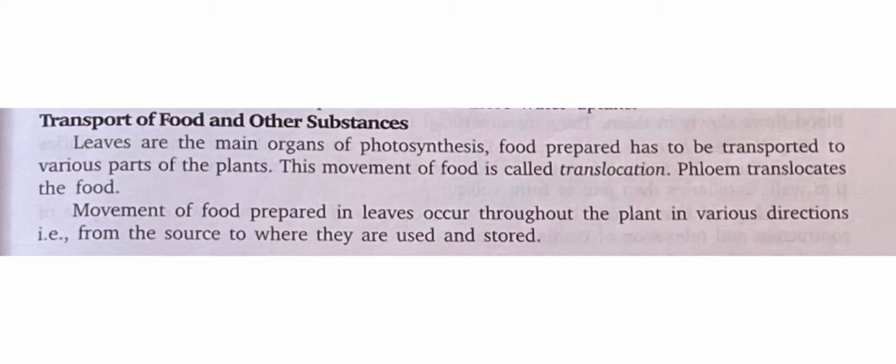Next is transport of food and other substances. Leaves are the main organs of photosynthesis. The food prepared has to be transported to various parts of the plant, and this movement of food is called translocation. Phloem translocates the food. Movement of food prepared in leaves occurs through the plant in various directions, that is from the source to where it is used and stored.